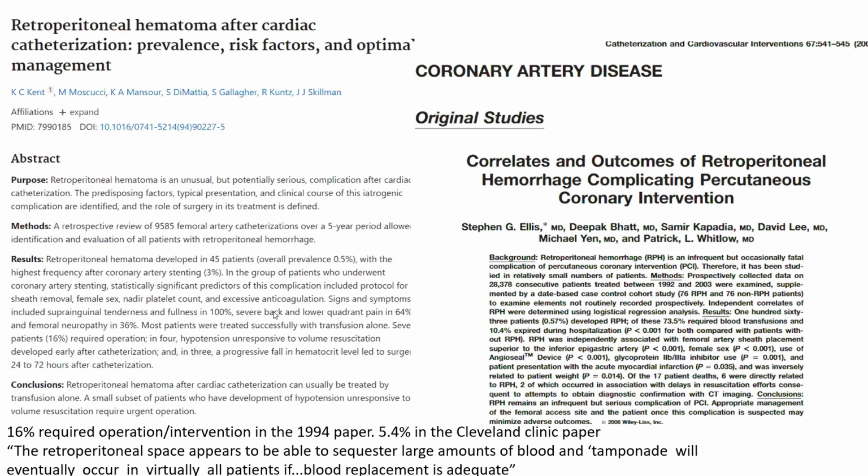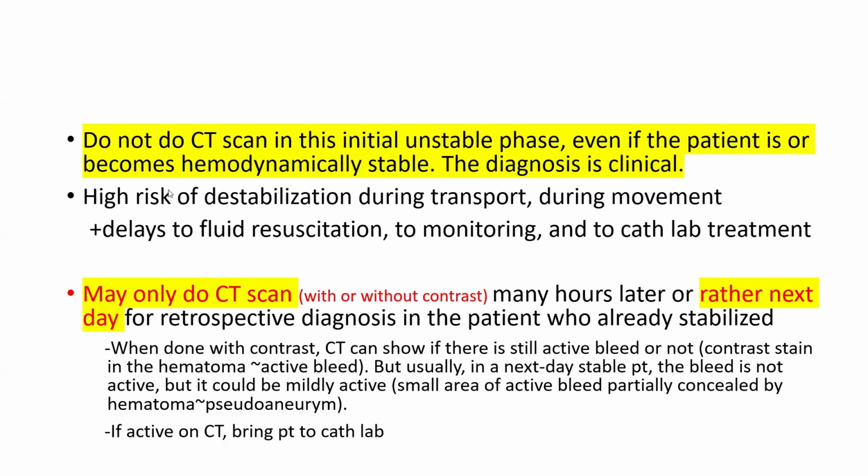And those numbers are based on 2 landmark registries, one from Cleveland Clinic in 2006 and one from Journal of Vascular Surgery in the late 90s. In that 1994 paper, 16% required operation or intervention. And this is what they say. The retroperitoneal space appears to be able to sequester large amounts of blood, meaning several liters of blood, and tamponade will eventually occur in virtually all patients if they don't die, and if blood replacement and basically fluid resuscitation is adequate. So those are other ideas.